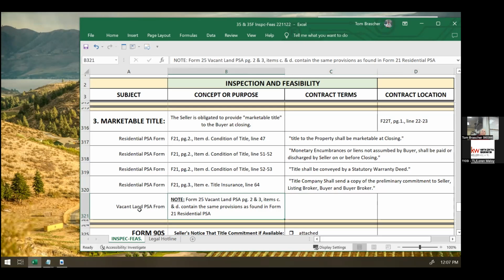And the vacant land purchase and sale agreement, because I've been referring everything here to a residential, has exactly the same provisions. It's just that instead of item D and item E in a land agreement, it's item C and item D, but you'll find the same language. And so I'm going to take a second because I want to pull up something.